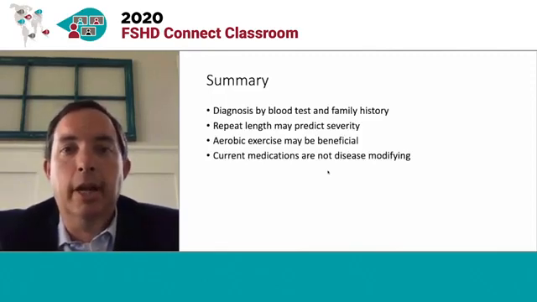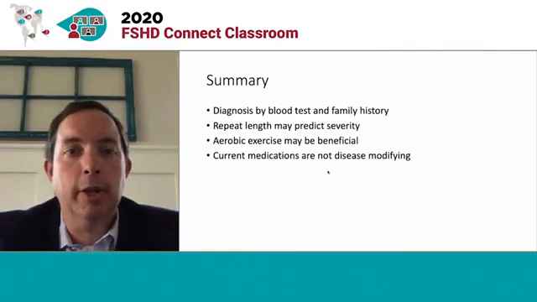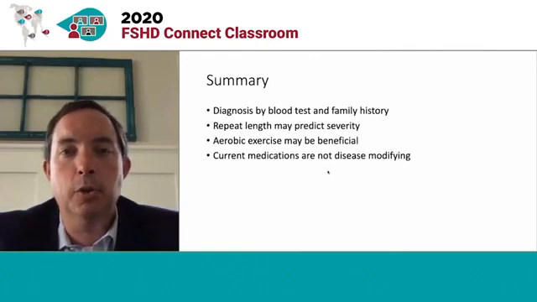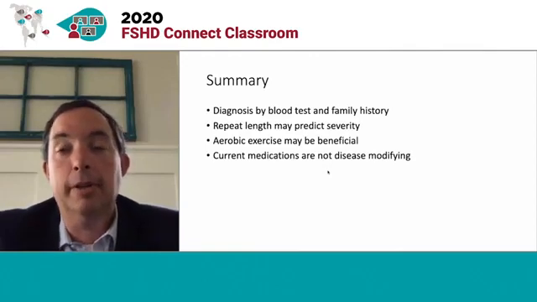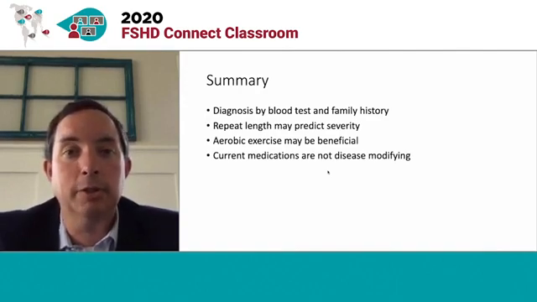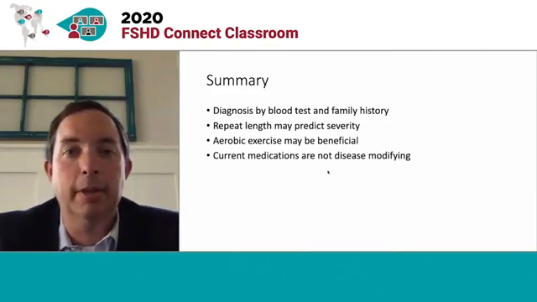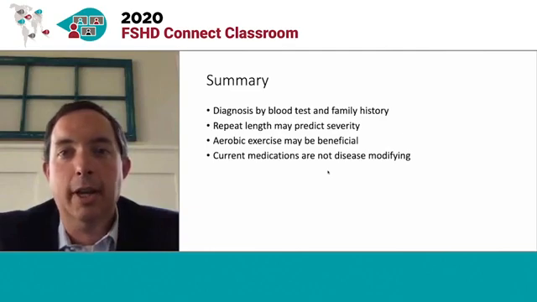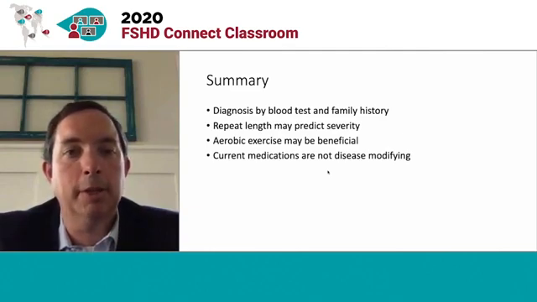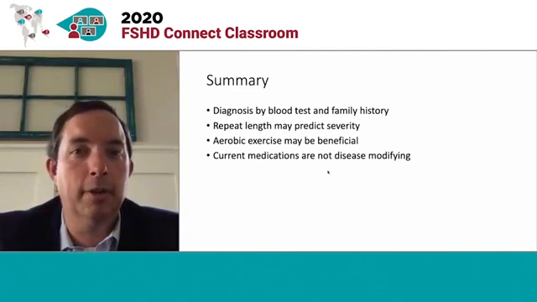So in summary, diagnosis is often done by blood test to look at that D4Z4 contraction, SMCHD mutation, or methylation. Frankly, sometimes just family history and clinical symptoms are sufficient. The repeat length may predict severity, particularly at those lower lengths. Aerobic exercise may be beneficial, but current medications are not disease modifying at this point. And that's all I have in terms of talking about managing FSHD, and I would welcome any and all questions.